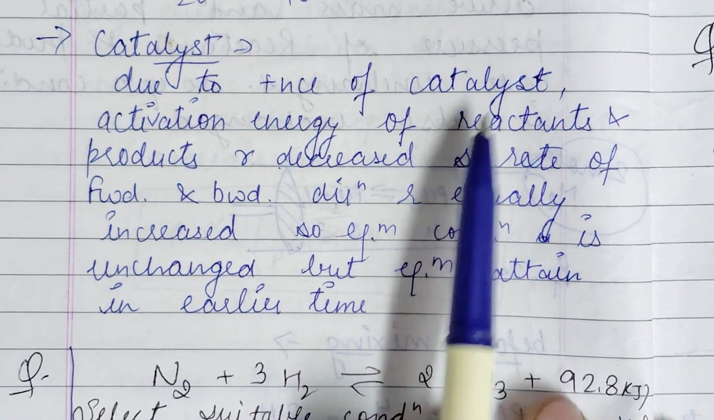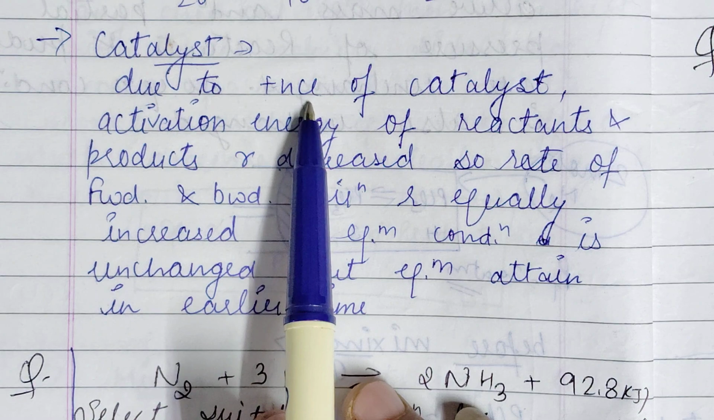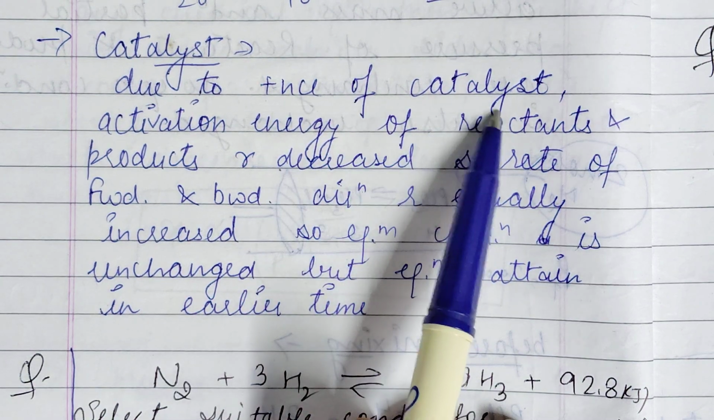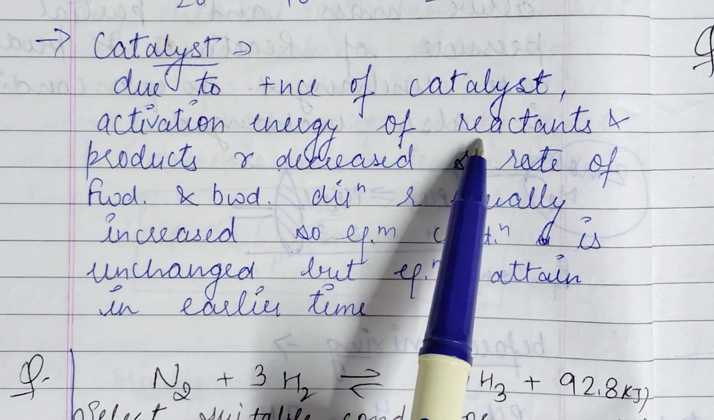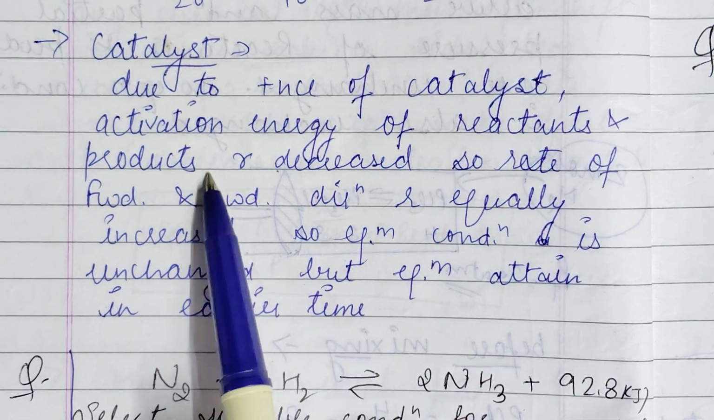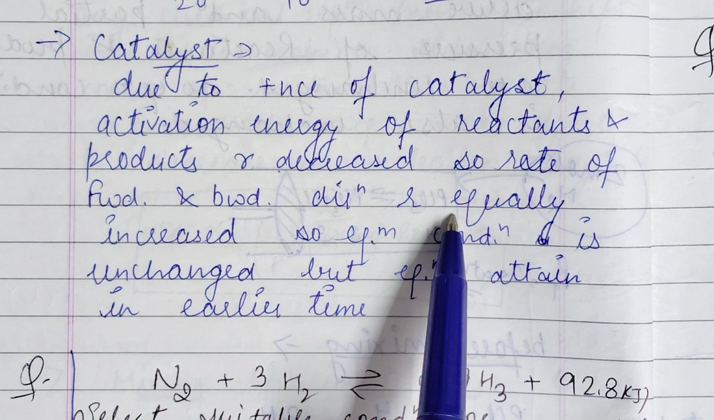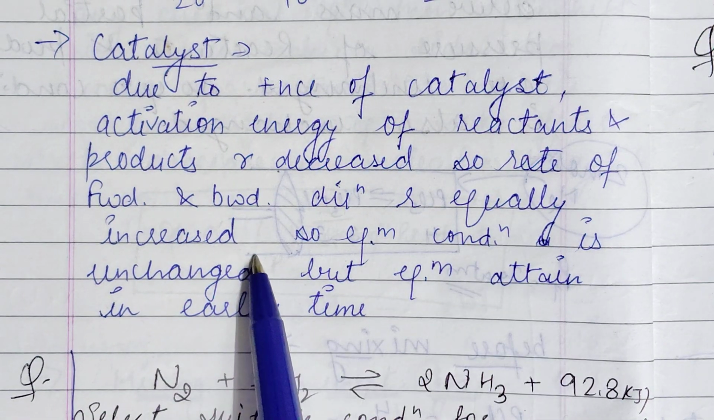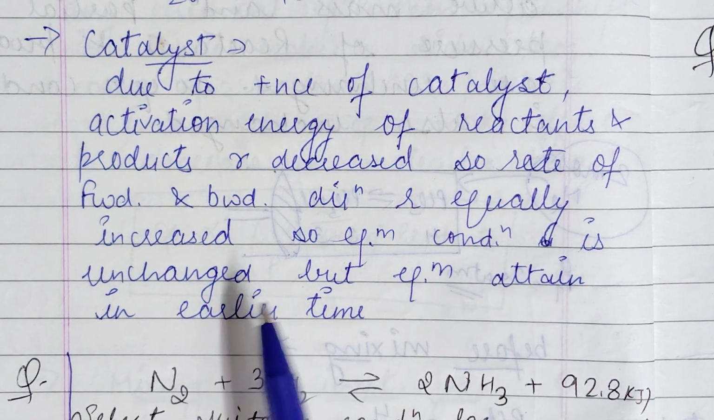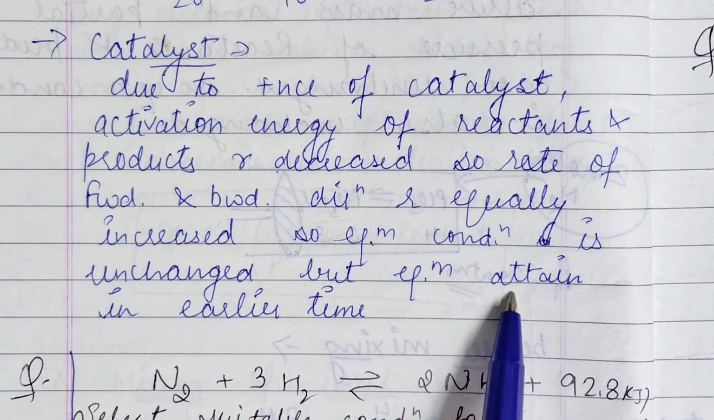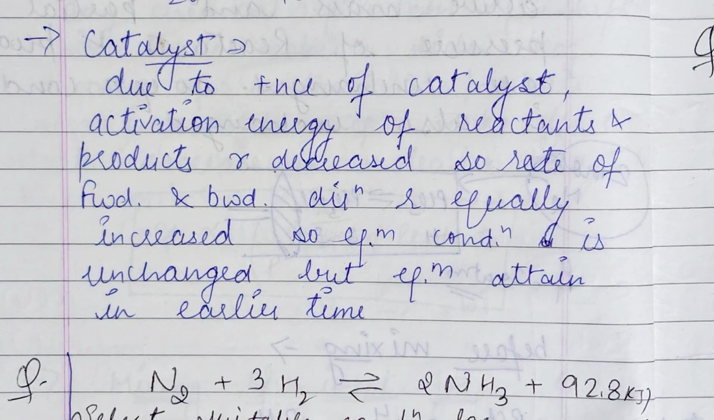Next is catalyst. Due to the presence of a catalyst, the activation energy of reactants and products is decreased, so the rates of the forward and backward directions are equally increased. So the equilibrium condition is unchanged, but equilibrium is attained in earlier time.